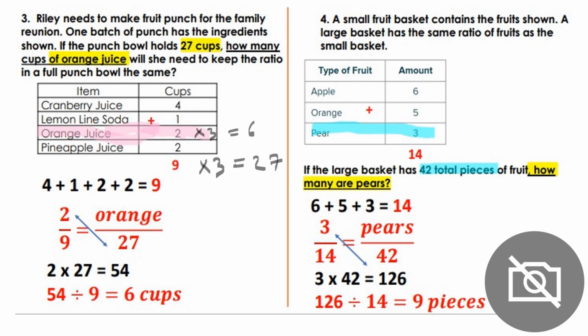Otherwise, 2 over 9, that means orange juice is 2 over 9. The total orange juice we need out of 27, then you cross multiply. We did it in the first question the same way: 2 and 27 you multiply and divide by 9, then you will get 6 cups. Whichever method you use, you will get the same answer. So this also the same way: from the table identify, find the total and compare how this 14 becomes 42, multiply by 3. Same way multiply this with 3. 3 times 3 you will get 9, or you can use the alternate method shown in this.